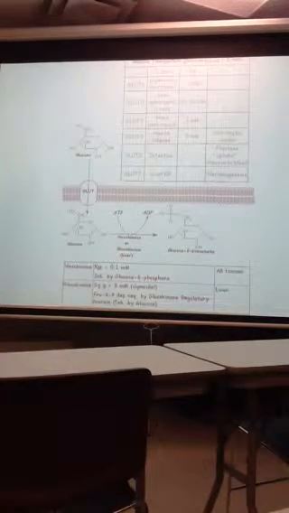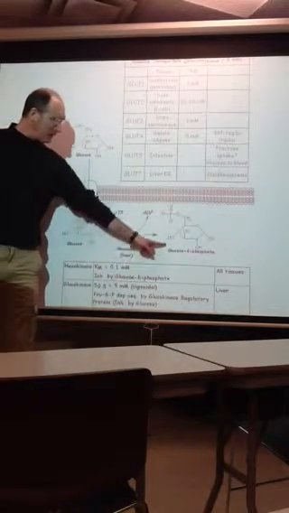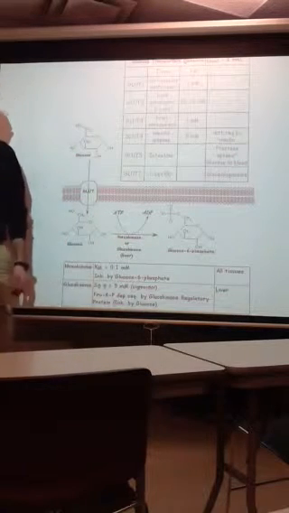Now, the other thing about hexokinase is that hexokinase is inhibited by its product, glucose 6-phosphate.